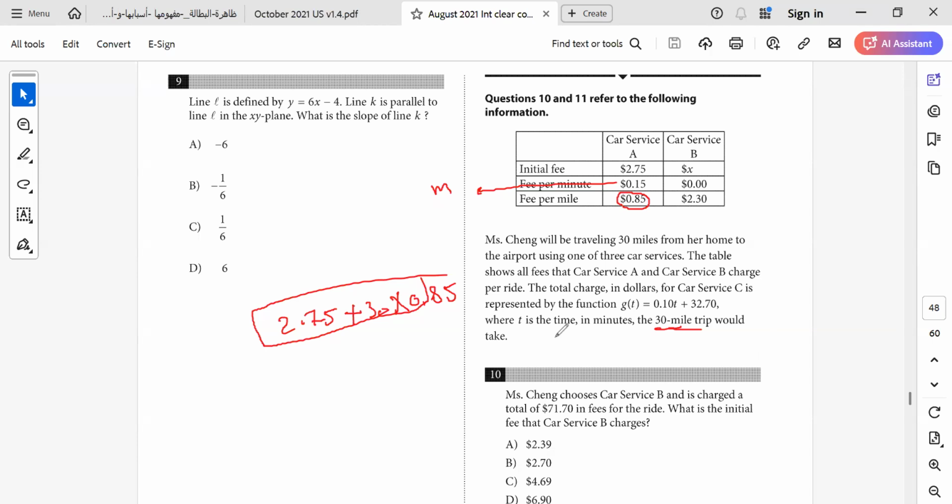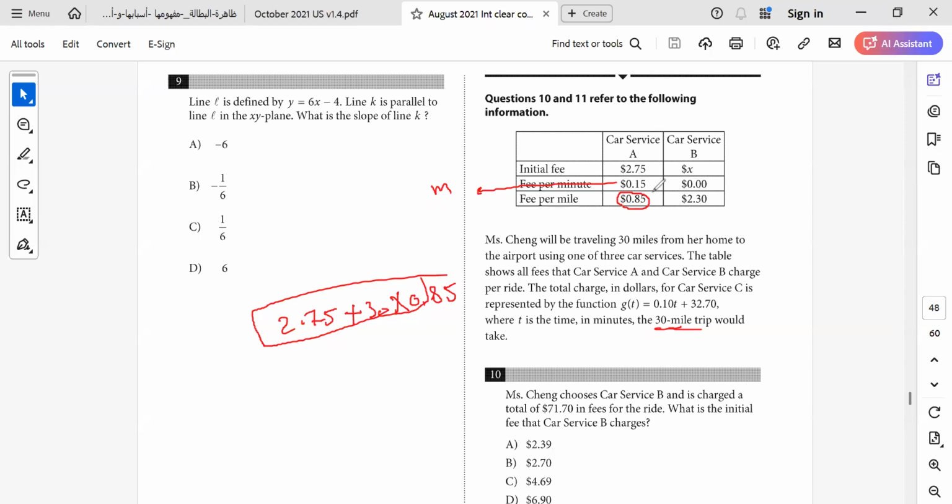That's the total. You have to pay per minute and per mile, both. You do not pay only per minute. You pay per minute and per mile, the time and the distance. You pay for both. So now she will take the car for 30 miles.